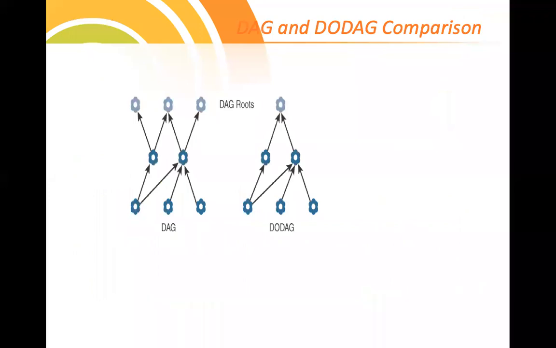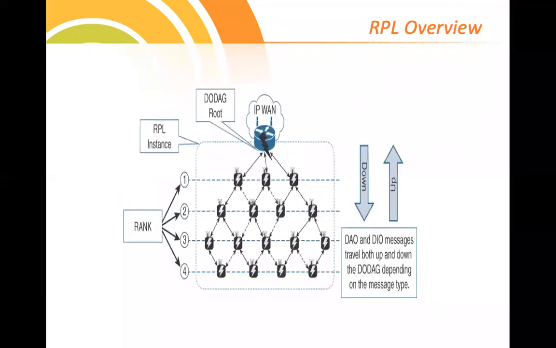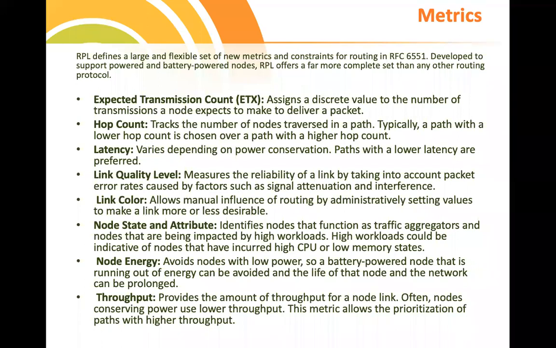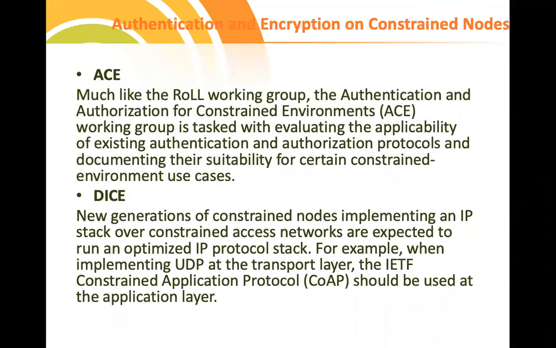With respect to DAG and DODAG, we may use both with our smart objects. One is well suited to the storing mode, because each individual node will store all the routing table information. With the other, only one centralized routing table is maintained with RPL. And then we have seen the metrics. There are two mechanisms that we may go through with RPL, ACE and DICE.